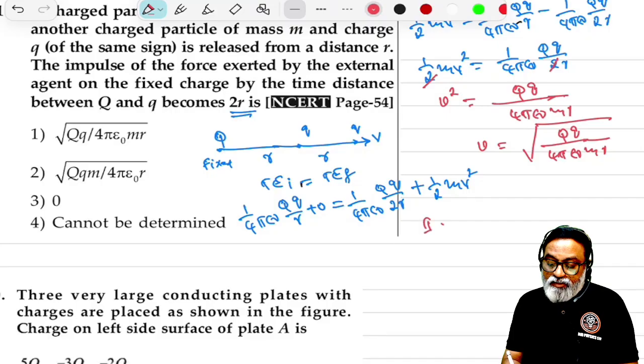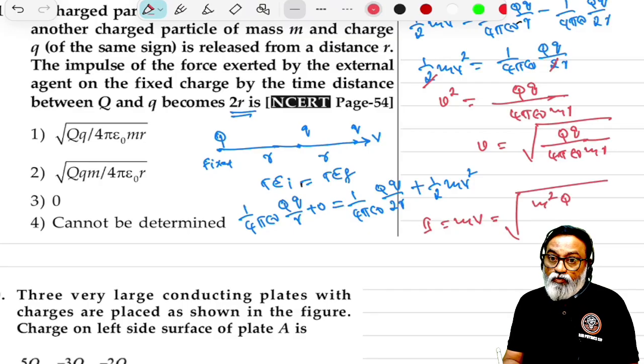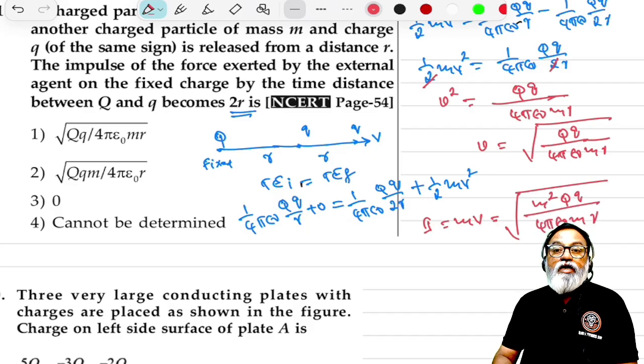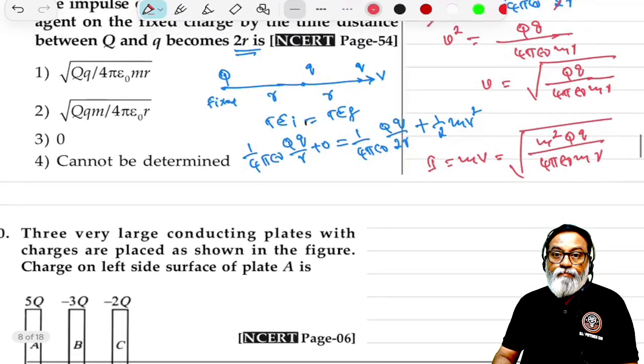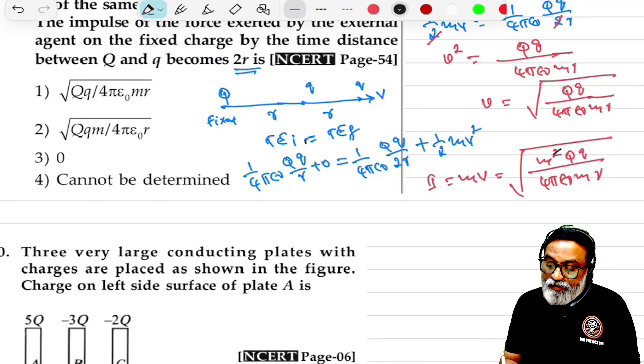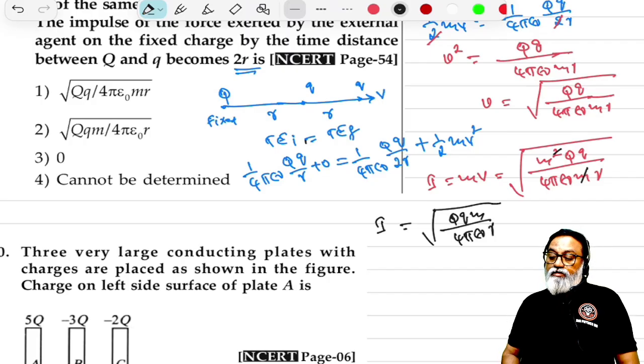Therefore, impulse I is equal to mass into velocity. When this mass is taken into the root, it becomes m square. Therefore, m square into qQ by 4 pi epsilon 0 m into r. Here, this m square and m get cancelled. Therefore, impulse is equal to the square root of qQm by 4 pi epsilon 0 r. Therefore, option 2 is correct.